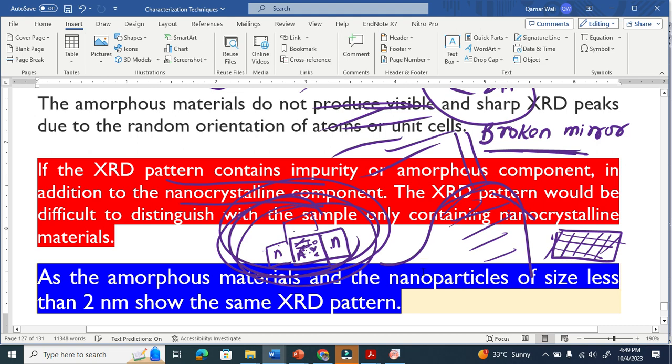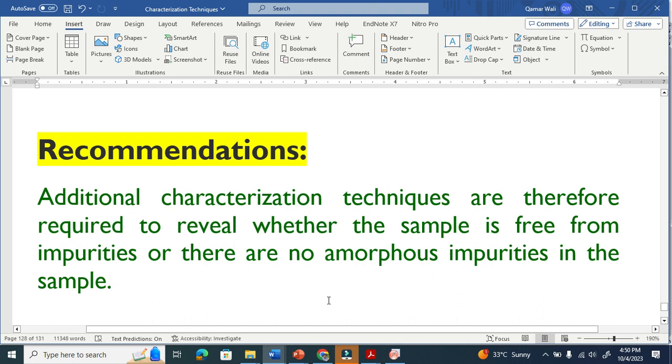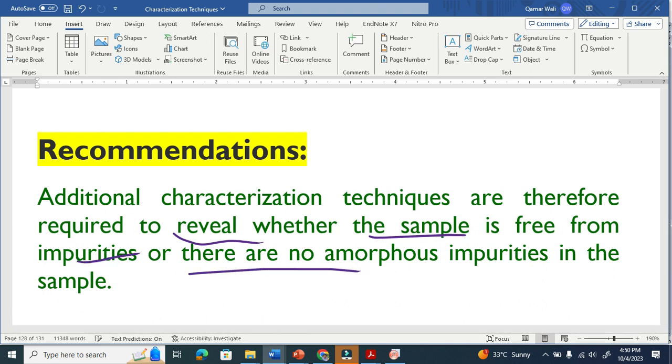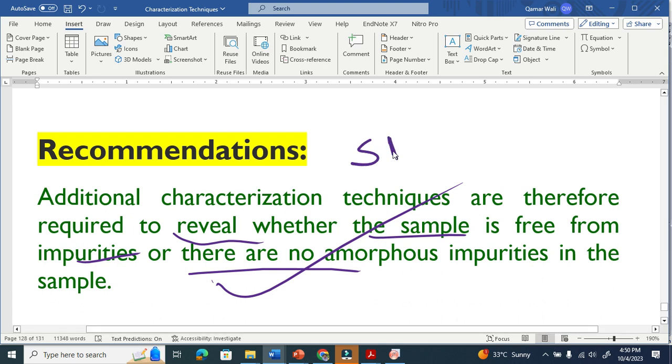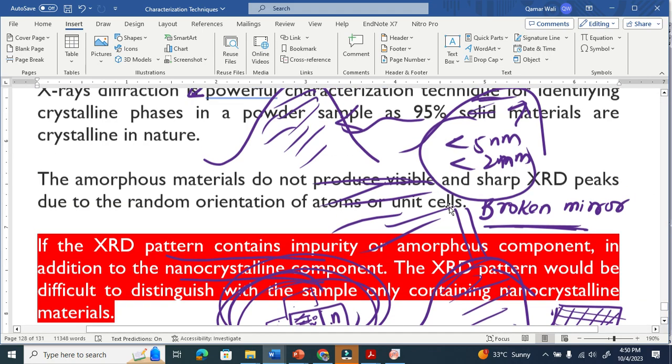So this means that there is a problem, and we need additional characterization techniques to reveal whether the sample is free from impurities, or whether there are no amorphous impurities in the sample. And this is what I told you, that we need STEM analysis and also high resolution TEM analysis. This is such a great comparison here.